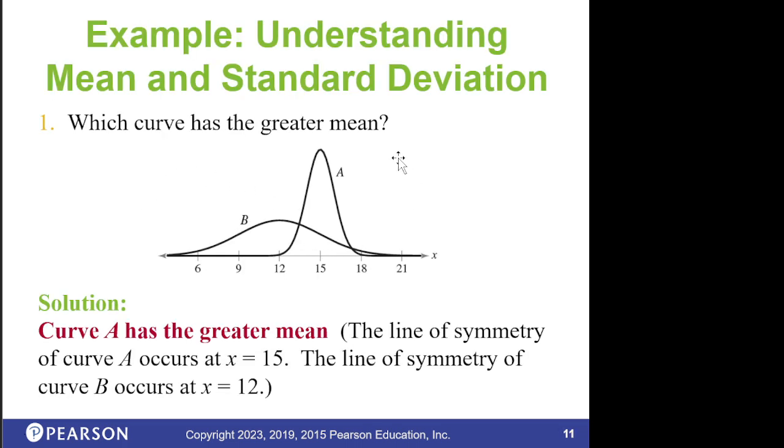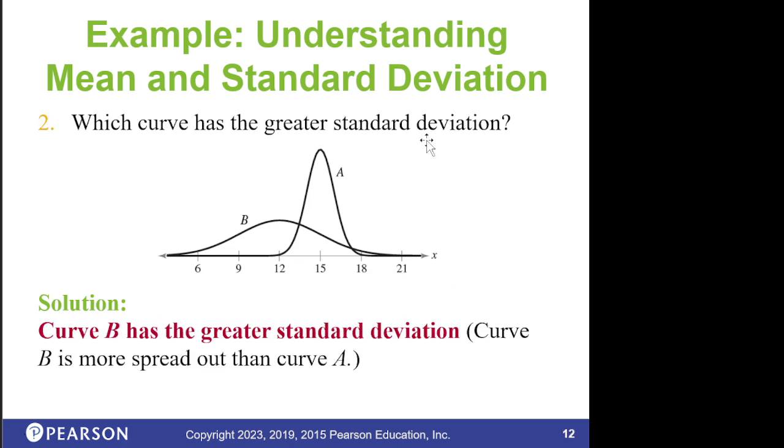So if we look at these two curves, which one has the greater mean? Well, A has the greater mean because the center of this curve is at 15, while B, the center of this curve, is at 12. So the greater mean is the curve where the center is further along the x-axis. If we look at the greater standard deviation, A is narrow, so it has a smaller standard deviation, and B is wide, so it has a larger standard deviation.